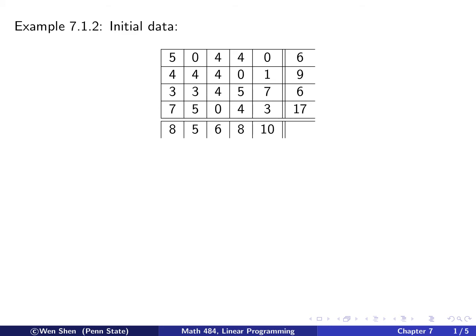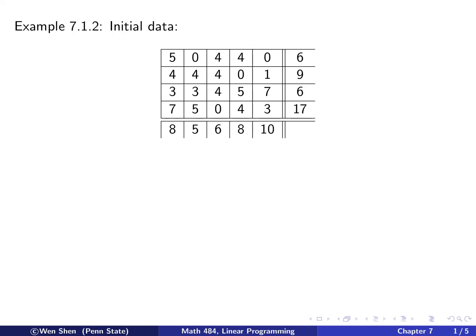So we now have the data given in this tabular form, and let's recap. The columns here are destinations D1, D2, D3, D4, D5, 5 of them, and the rows here are the origins O1, O2, O3, O4. And what's in here is the capacity. Say this would be the capacity to ship from origin 1 to destination 1, and then this one would be from origin 3 to destination 4.